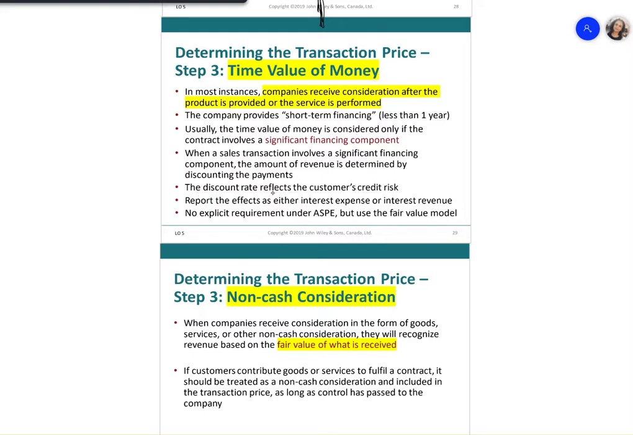The discount rate reflects the customer's credit risk. The report affects either interest expense or interest revenue. So what I wanted to say was that we are going to be receiving interest. We're going to get more money, and we're going to get a series of payments. They need to be present valued. That's all I wanted to say.